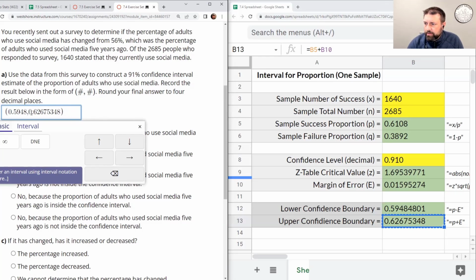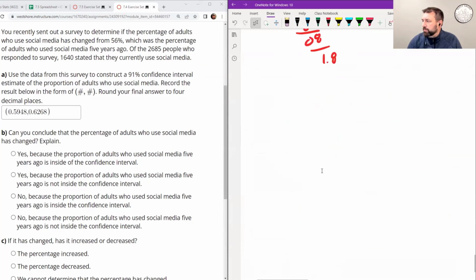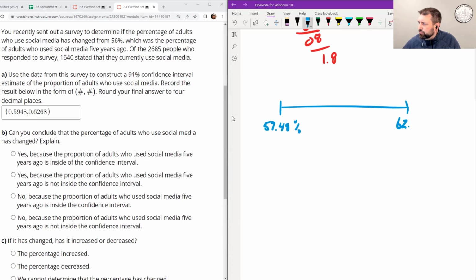Okay, I think we can do that. So there's 4 decimal places there, and there are 4 decimal places there. So we, again, to summarize this, if we kind of built a summary, we'll put those in there. So we got 59.48% as our lower bound. We got 62.68% as our upper bound.